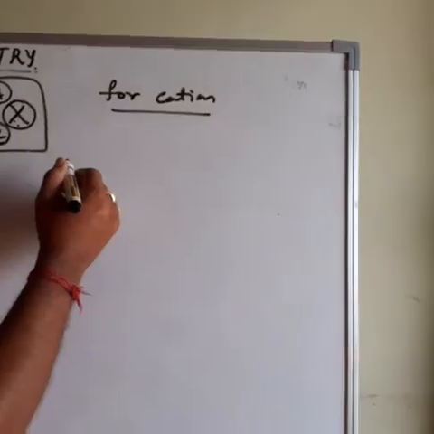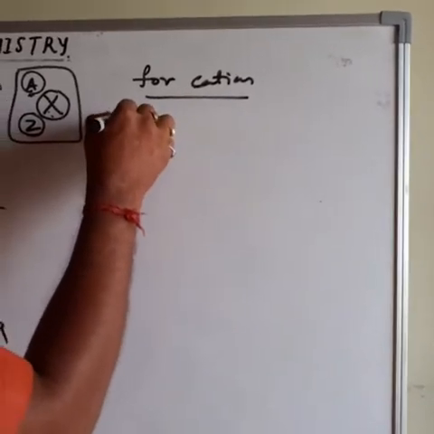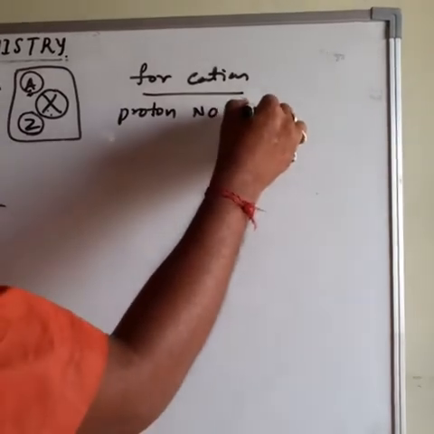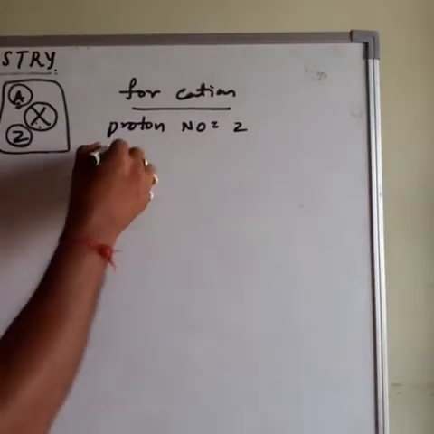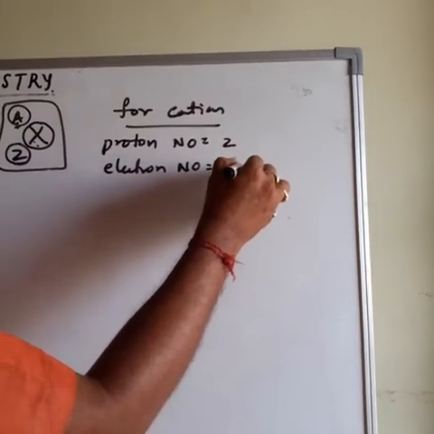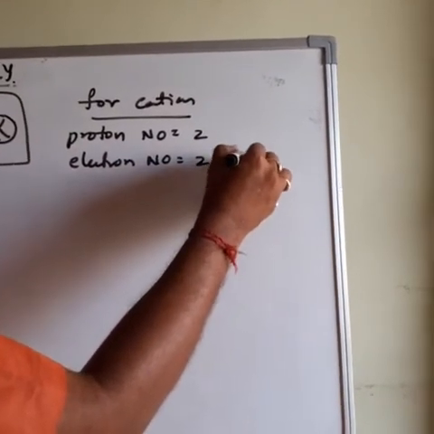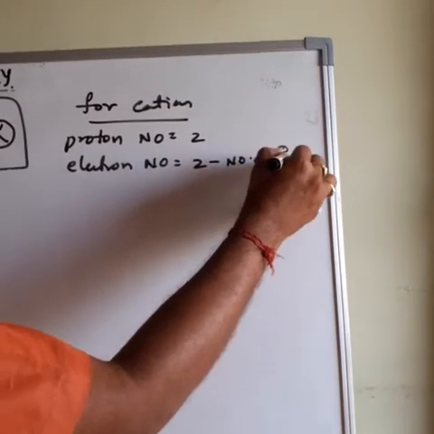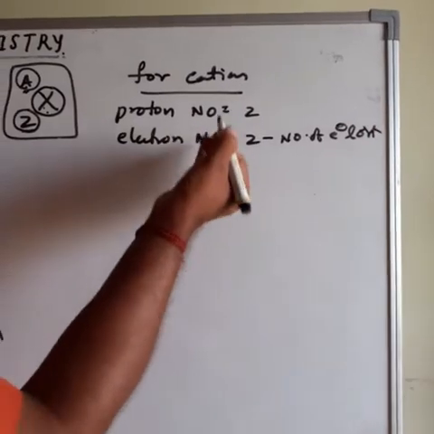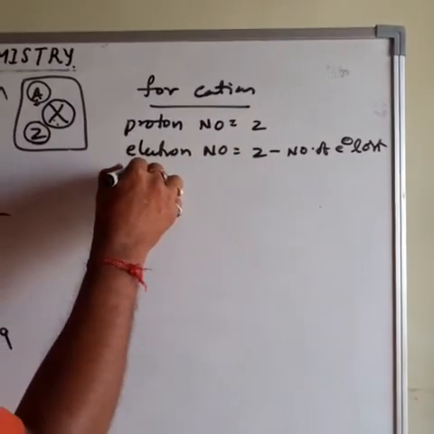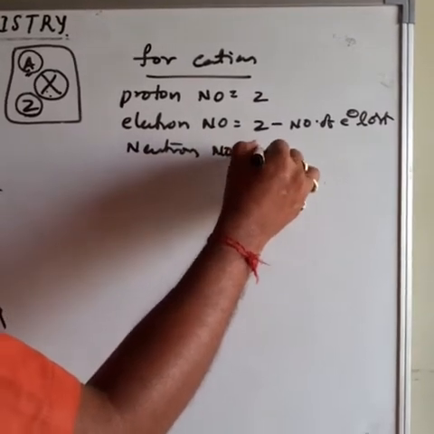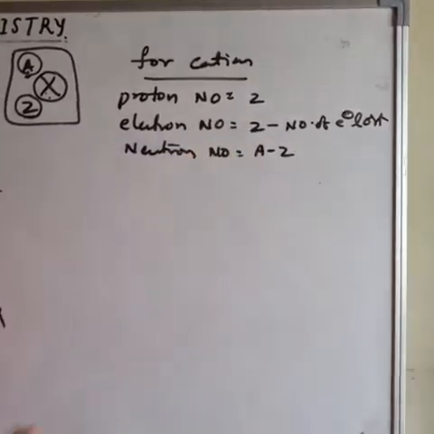For a cation, how to find the proton number? Proton number equals the atomic number. Electron number equals Z minus the number of electrons lost. Neutron number equals A minus Z. That is the neutron number.